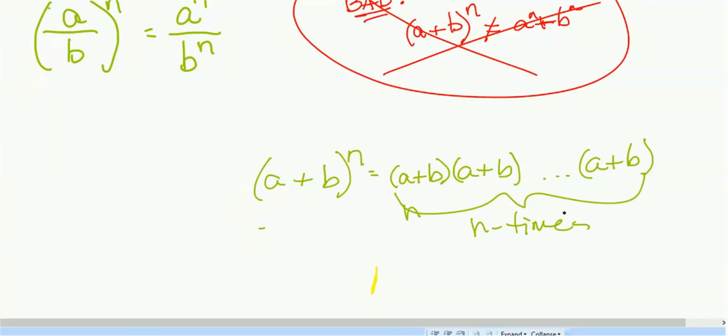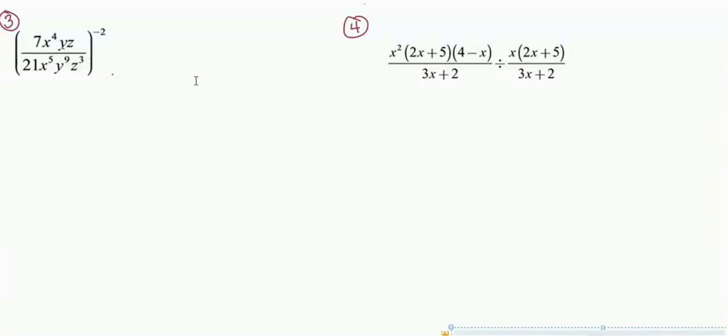All right, so let's go on to the next example, using the information we were just talking about. So we have this -2 on the outside of the parentheses. And inside we have a very much unsimplified fraction.